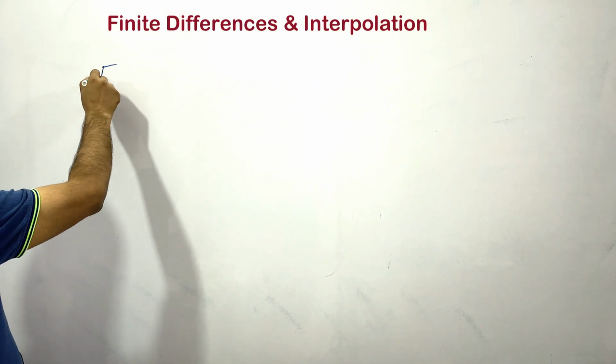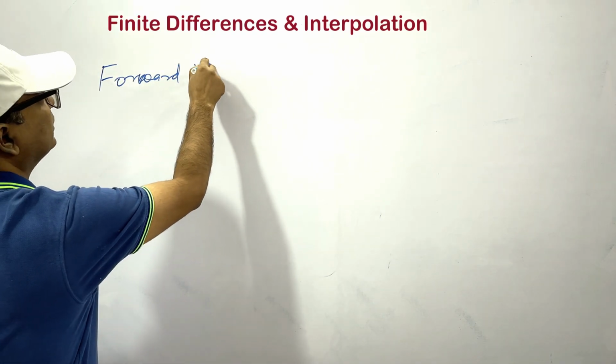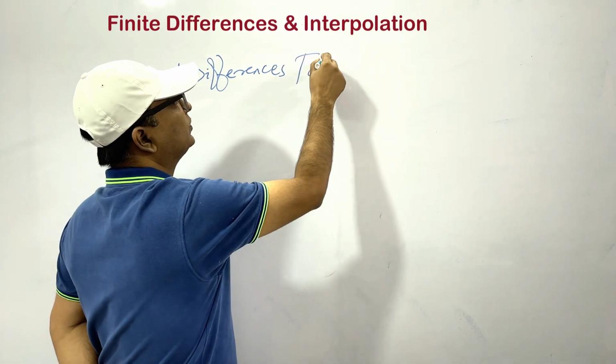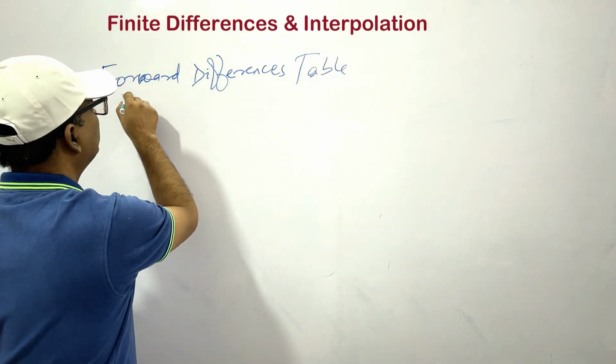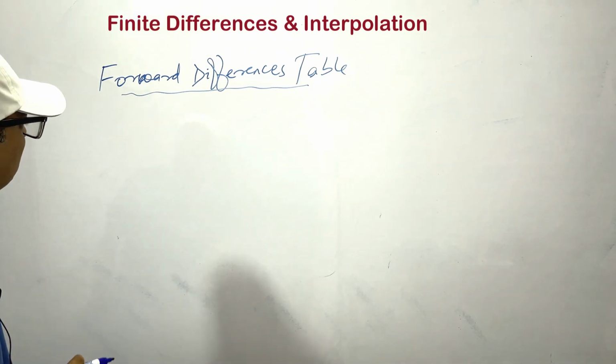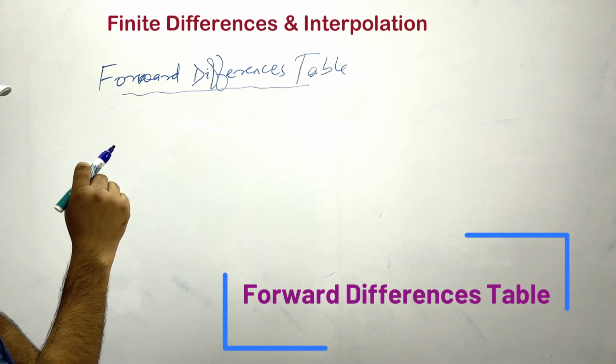Let's start with forward differences table. It's very simple. The formation of table is very easy. You should have patience and see it. How do we create forward differences table?